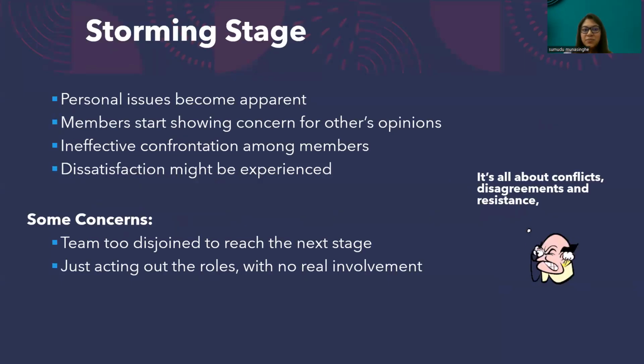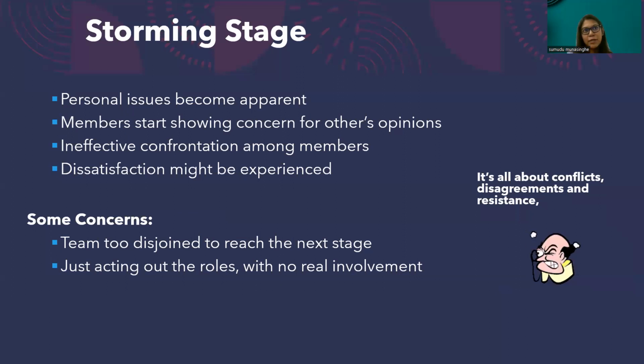The next stage is the storming stage. This is where people start talking to each other and they get involved in the whole accomplishment, or they start executing the activities. Personal issues become very much apparent and you're very likely to show concern for others' opinions. Could be in a negative way or could be in a positive way.